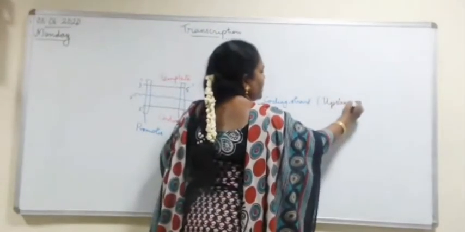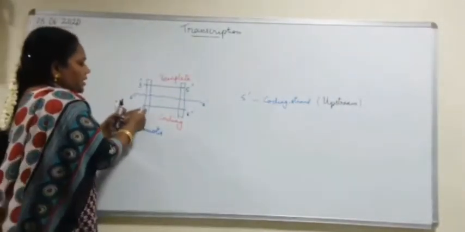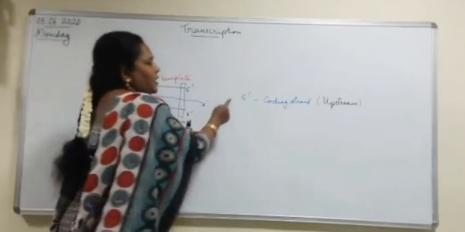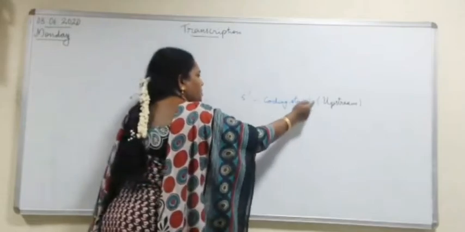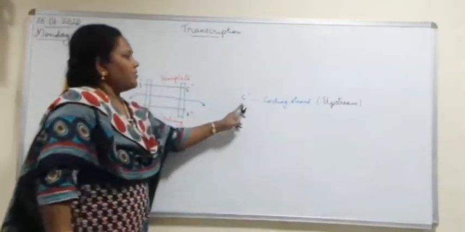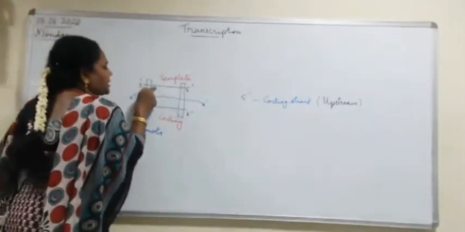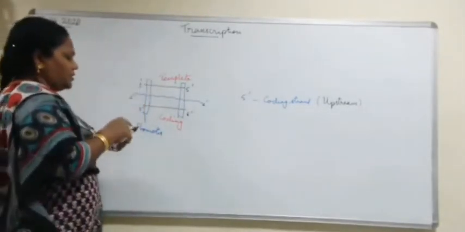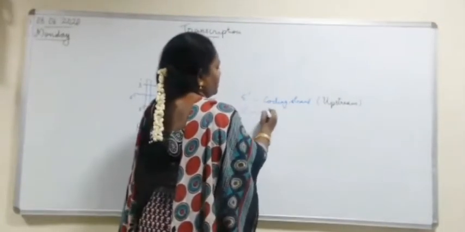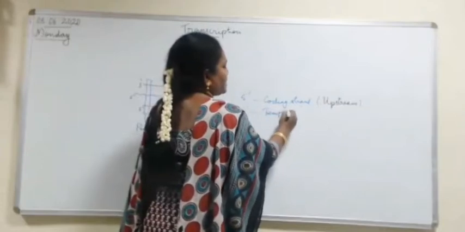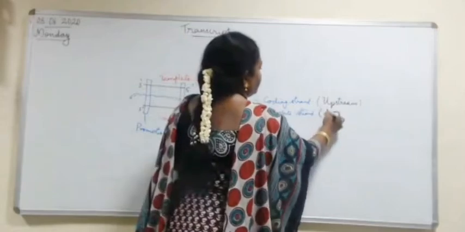What do you call it? Upstream. So where is this promoter present? It is present in the 5 prime end of the coding strand, or 5 prime upstream of the coding strand. Always this 5 prime will refer to upstream. Then when you talk about the template strand, wherever this 3 prime is present, you call that downstream. So the 3 prime end of the template strand, here you use the term downstream.